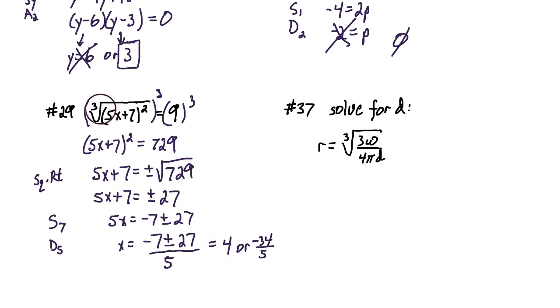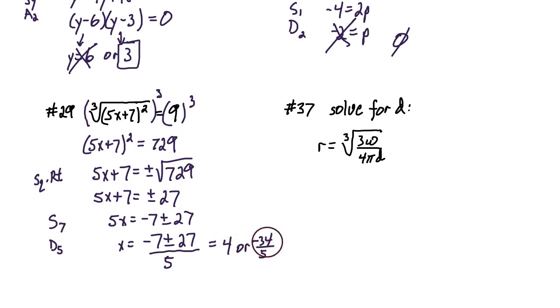Let's try the answer 4. 5 times 4 is 20. 20 plus 7 is 27. And now we want to go to the second power. That makes 729. And then we want the cube root of 729, which is 9. So the answer 4 checks out.